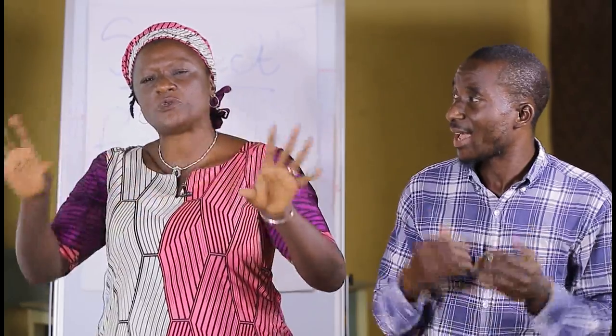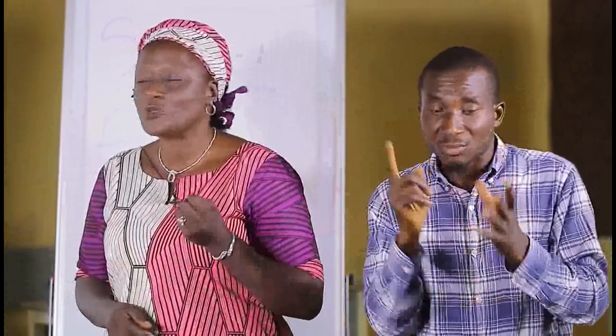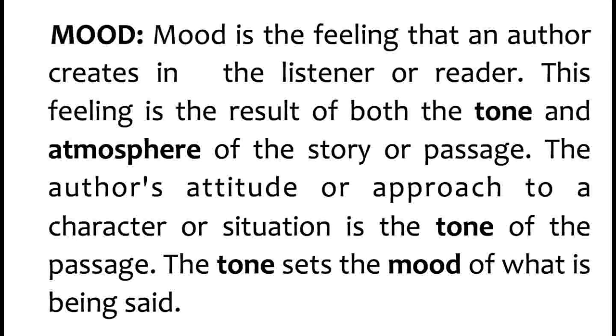Atmosphere has got to do with the surrounding, the setting, like we said from the beginning. How was the thing said? Where was it said? So it is the tone and the atmosphere that will determine your mood. This feeling is the result of both the tone and atmosphere of the story or passage. The author's attitude or approach to a character or situation is the tone of the passage. The tone sets the mood of what is being said.